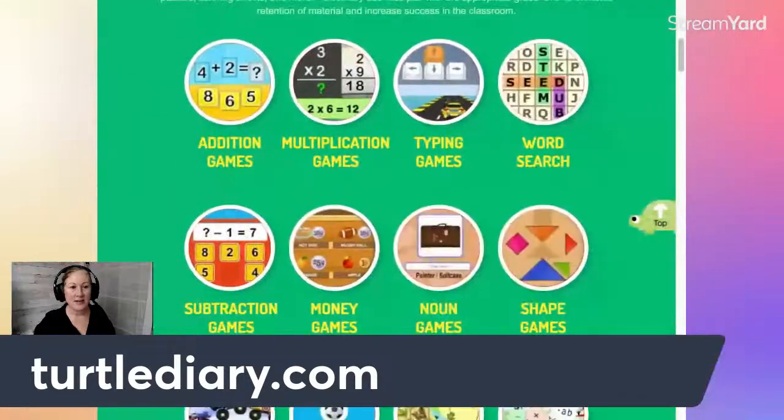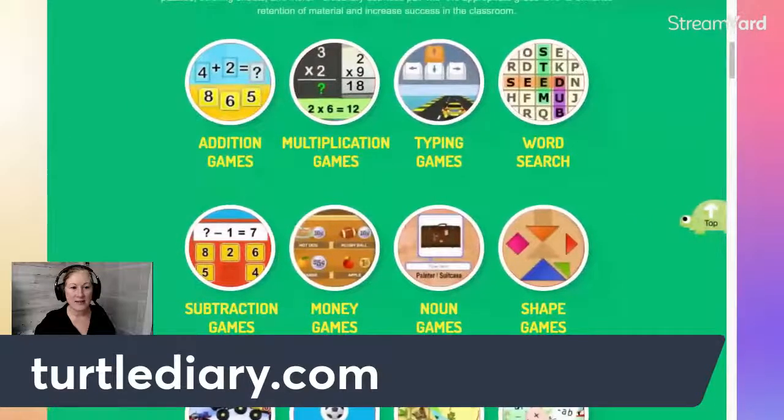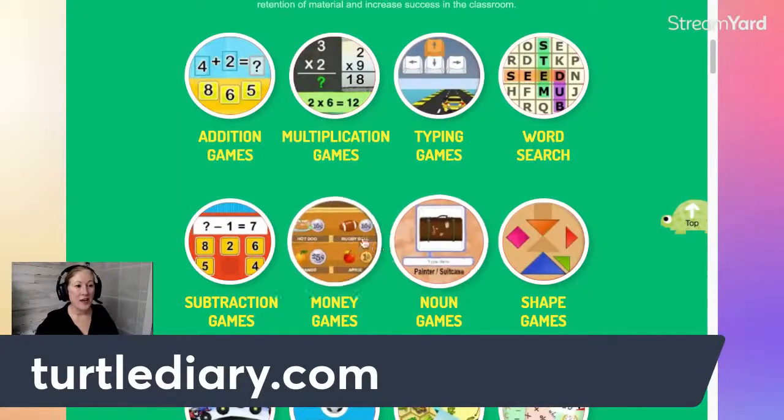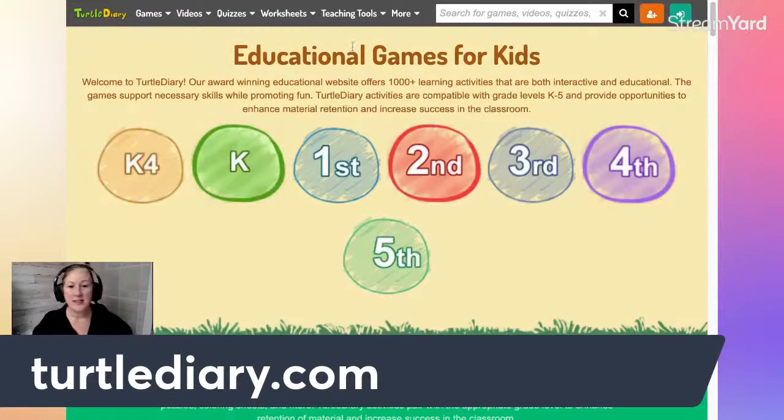Okay, so let me see if I can get rid of the ads. Yes, if I go right here. Okay, all right, so here we go. If you go all the way to the top, you can see that it says educational games for kids.